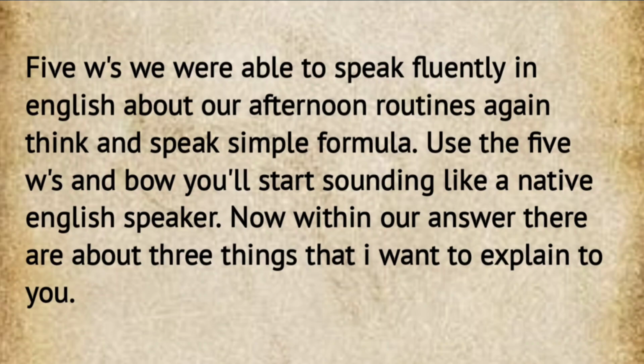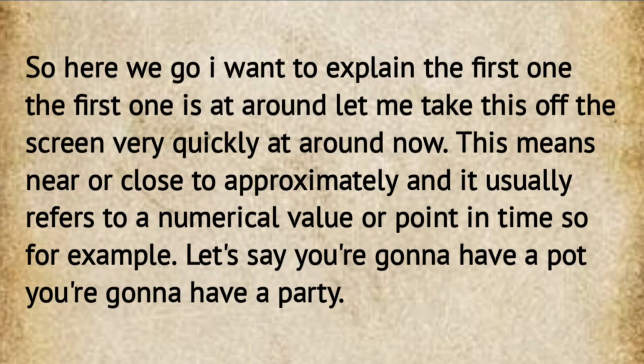Now, within our answer, there are about 3 things that I want to explain to you. So here we go. I want to explain the first one. The first one is at around. Let me take this off the screen very quickly. At around means near or close to, approximately, and it usually refers to a numerical value or point in time. So for example, let's say you're going to have a party.